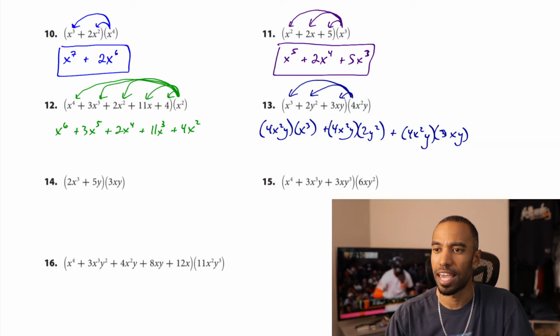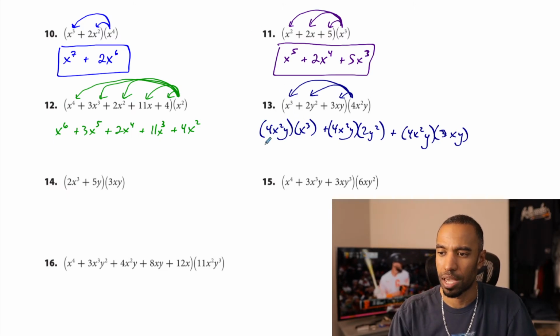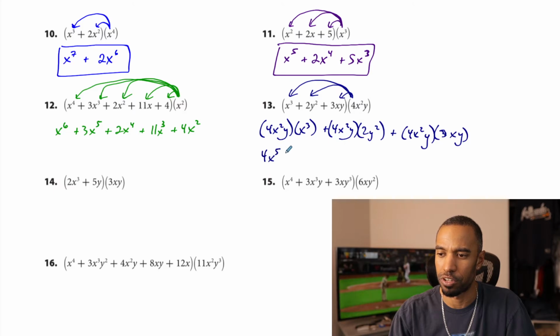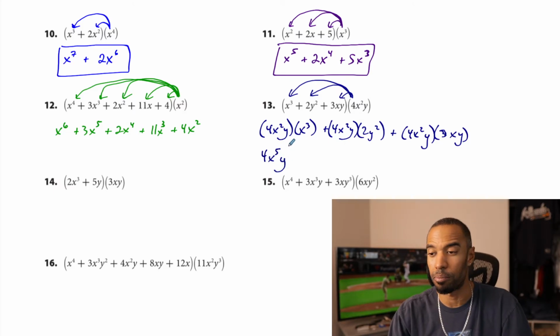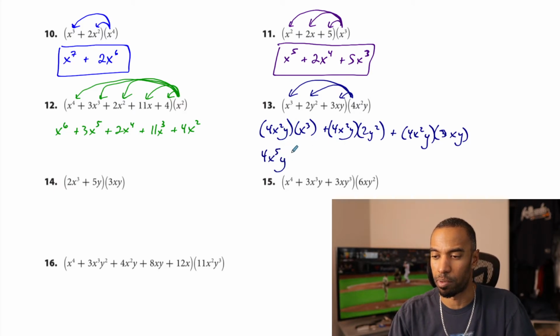Okay, 4 is still hanging out right here times 1. We get 4. X squared times x cubed is x to the 5th, and there's still a y going. Don't forget about me. And not multiplying with anything else. So there's that one. This one I have a 4 times 2. 4 times 2 is 8.